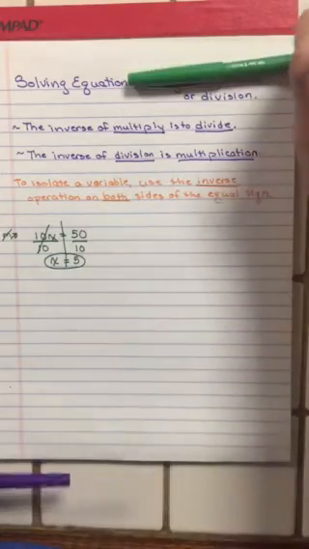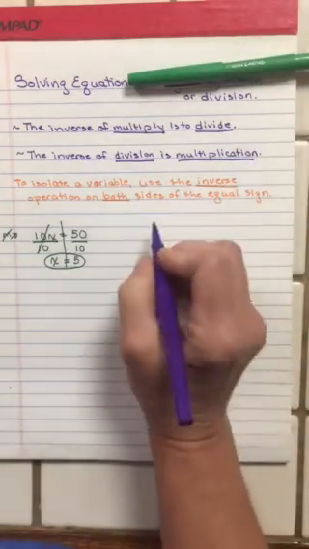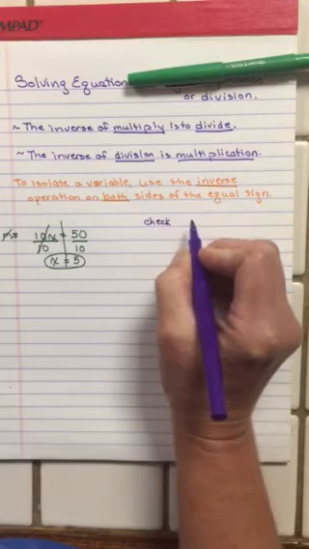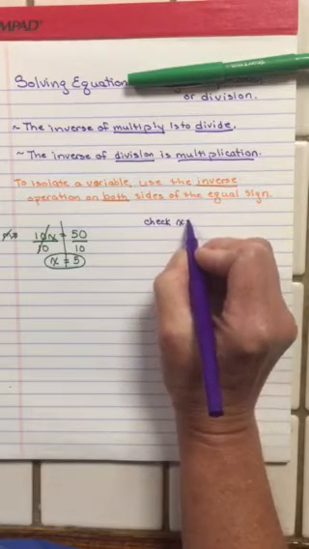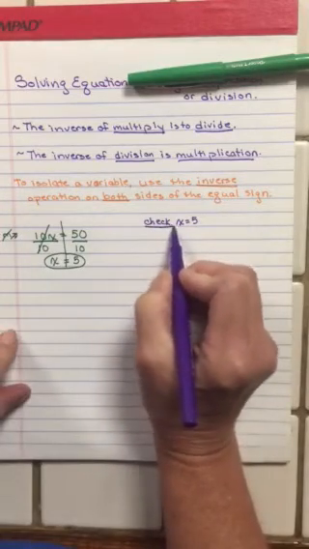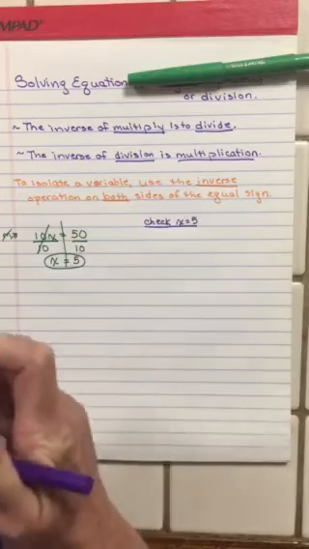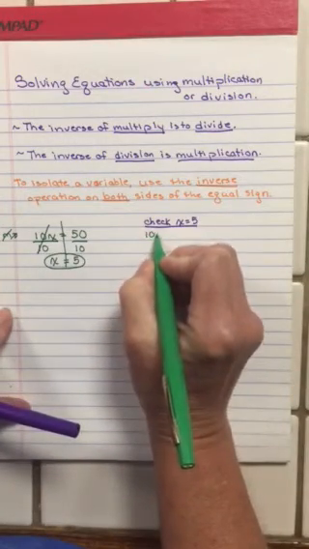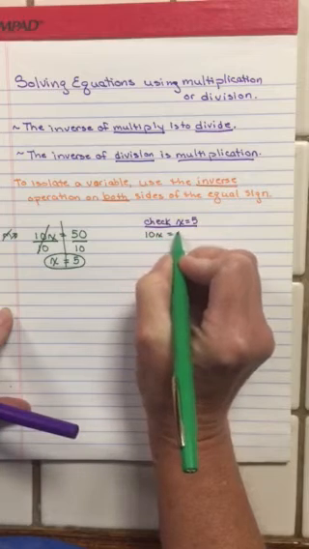What's the next step? The next step always is going to be to check. Where do we check? We check back in the original equation. What am I going to check? I'm going to check, does x equal 5? So I'm going to take that solution that I found. I'm going to rewrite the original. No change to the original.